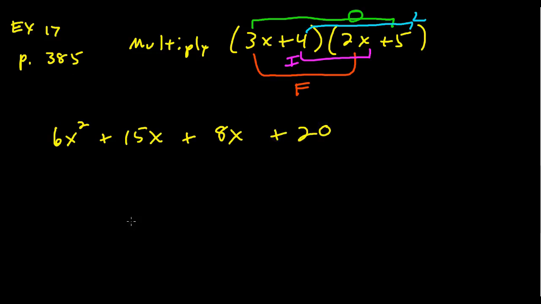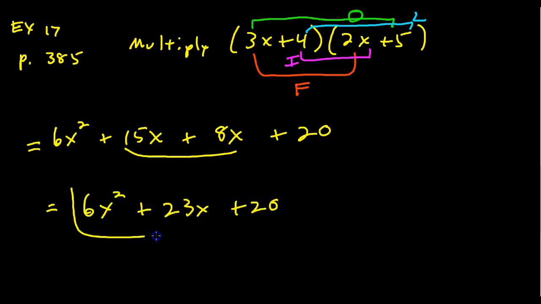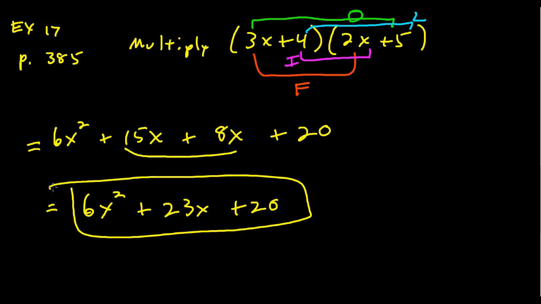All right, and of course, here in this case, the inner and outer products again are like terms. So I'll combine them. Let's see, 15x plus 8x, that's 23x plus 20. So final answer, 6x squared plus 23x plus 20. All right, we'll call it a day. This concludes section 6.5, multiplication of polynomials.